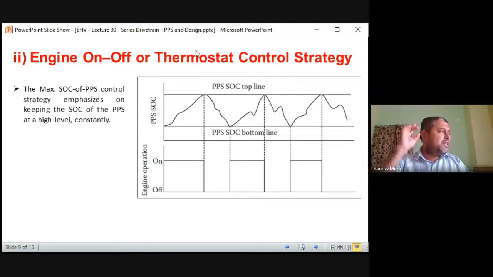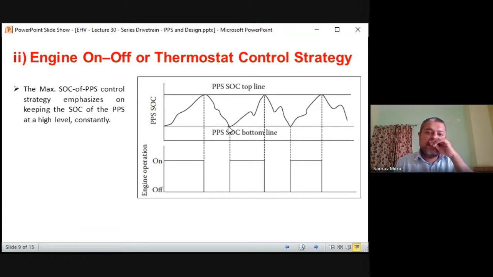So thermostat is a resistor kind of a thing, or it's a sensor kind of a thing, which senses how much is the PPS peak charge, how much is the PPS 70% charge, and depending on that, it connects or disconnects the PPS source with the overall drivetrain. So as long as the PPS is charging, the engine generator is on. Whenever the PPS goes to the peak, engine generator switches off. It allows the PPS to drive the vehicle. How long? As long as the PPS is not falling to 70%.